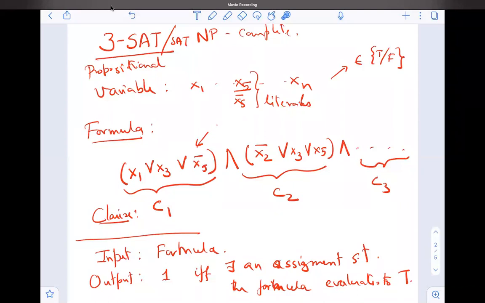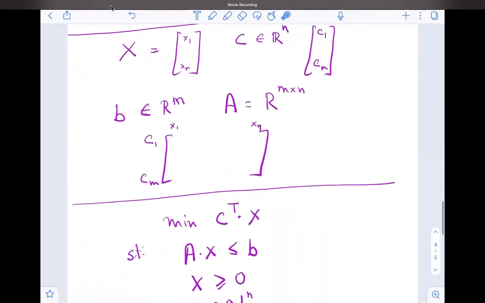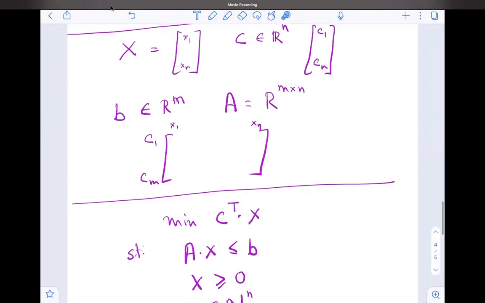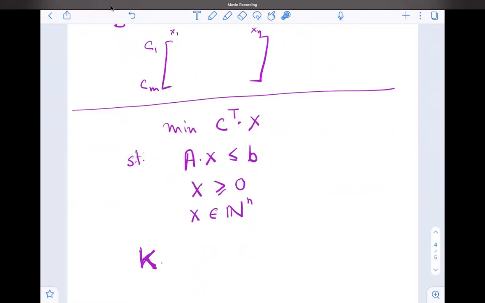So if we're looking at the 1, 1, 1 vector, and if we take a dot product with any one of the clauses, if it gives us 1, that means at least one of them was 1. Oh no, sorry. Okay, let me ask you here. What happens if there is no X that satisfies this?